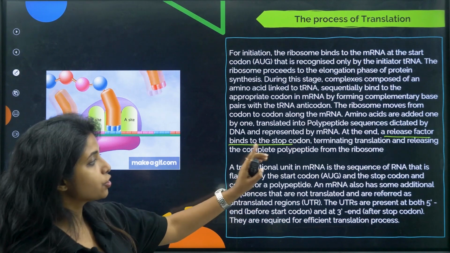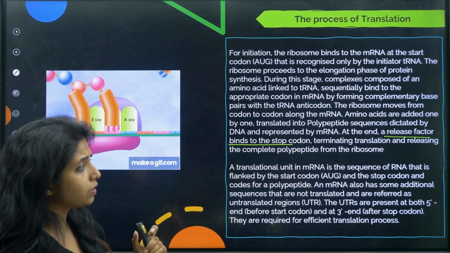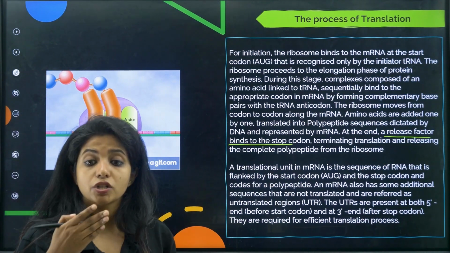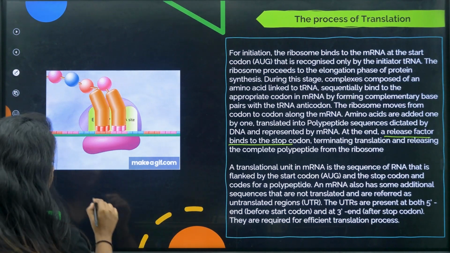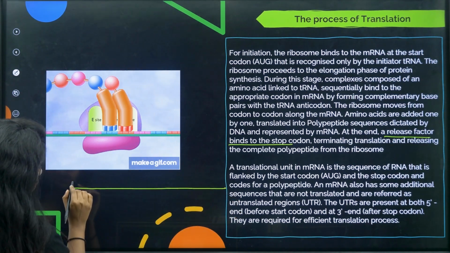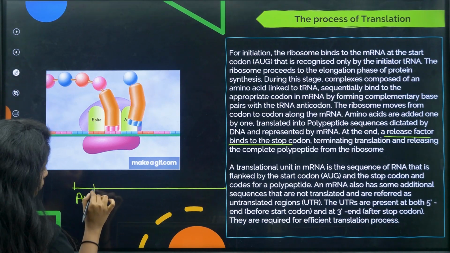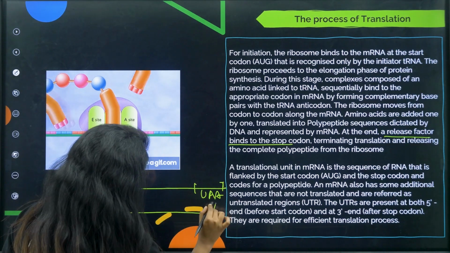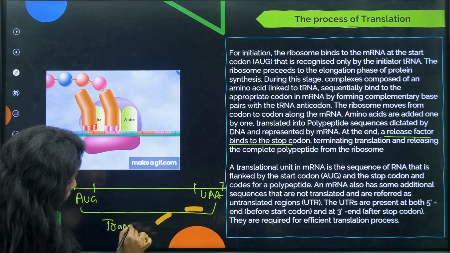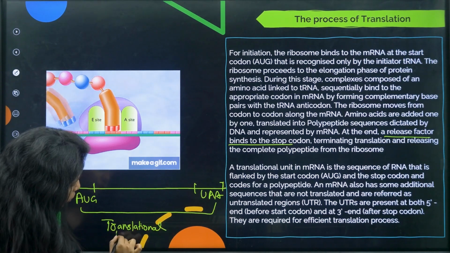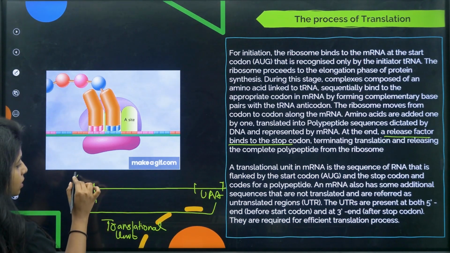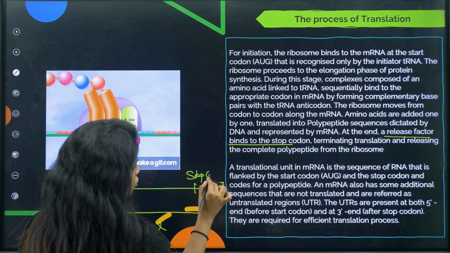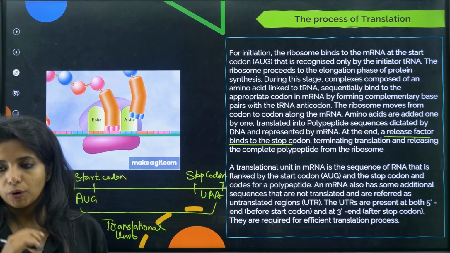Okay. Now, a translation unit in mRNA is the sequence of RNA that is flanked by the start codon. So, what do you say as translation unit? How do you understand this is the area where translation has to happen? So, obviously mRNA is there for translation, but mRNA is pretty long, right? So, mRNA will have translation wherever they see that there is an initiator codon and there is a terminator codon over there. So, this particular unit that you see over here, this will be the translational unit. Translational unit, children. So it is flanked by one start codon and there is another stop codon over here on either sides.